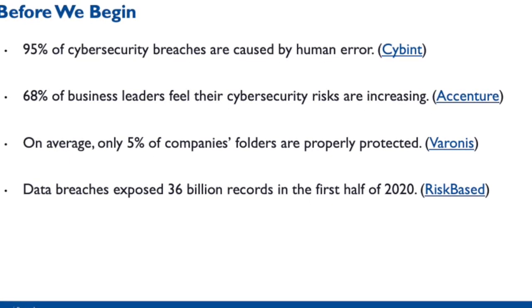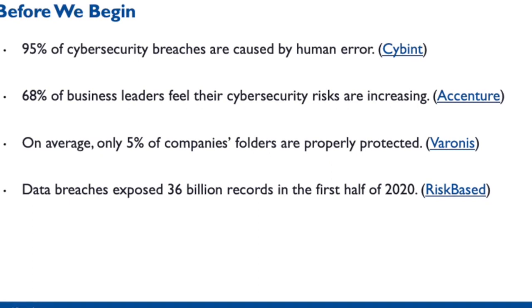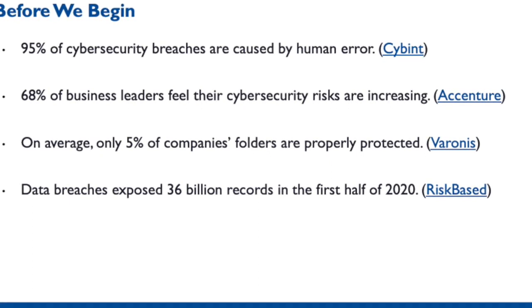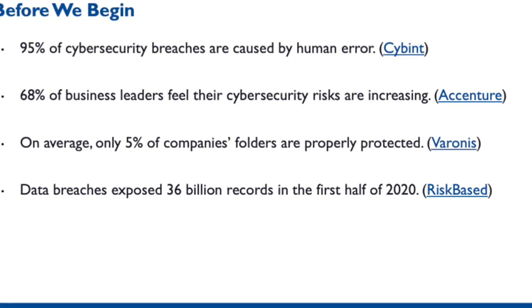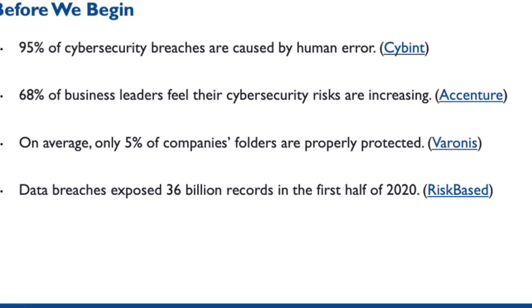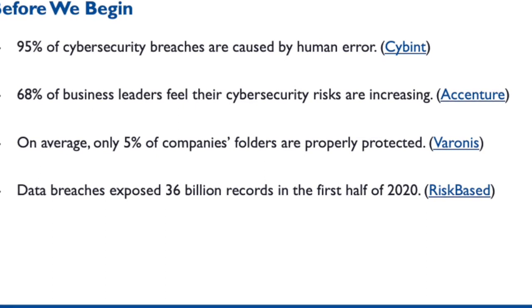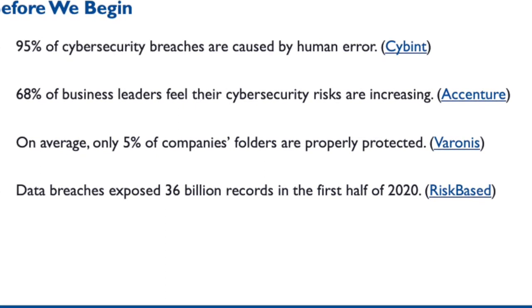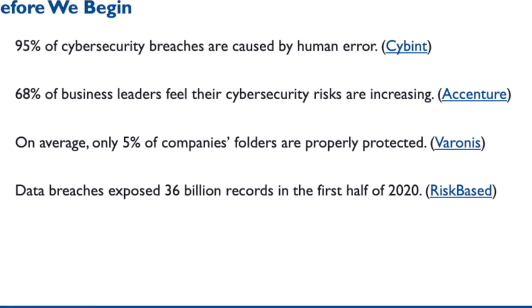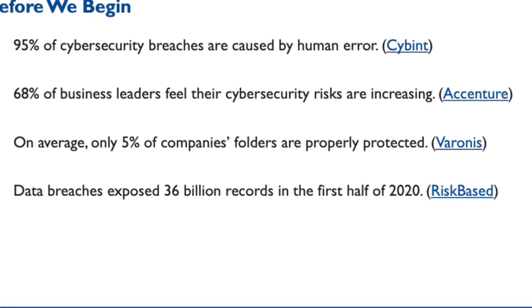On average, only 5% of companies' folders are properly protected. Now, that's a Varonis statistic, and that's actually very scary. 5%. So that means 95% of the remaining folders of any users or cloud environments have no controls to protect them. Next, we have data breaches exposed 36 billion records in just the first half of 2020.